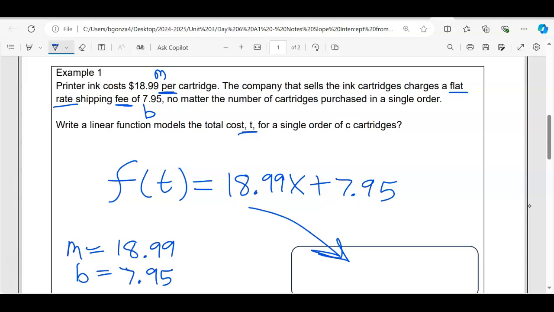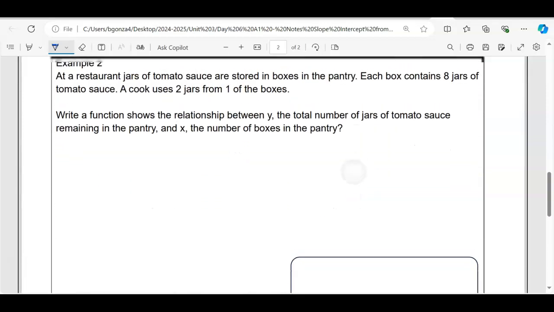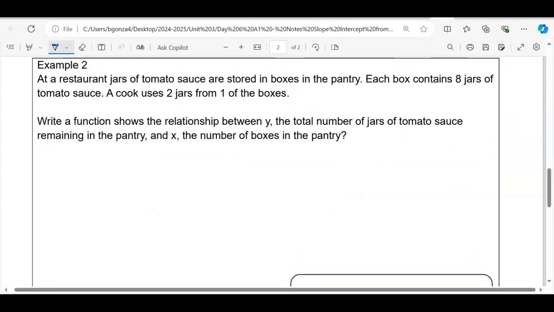Okay, now let's go to example 2. Flip it over. 2 more examples to show, and then I'm going to let you try some on your own. Anyone still need this example? Okay, example 2. Oh no, a bunch of words. What are we going to do? Read it. Let's read it. At a restaurant, jars of tomato sauce are stored in boxes in the pantry. Okay. Ready? Everyone's looking?